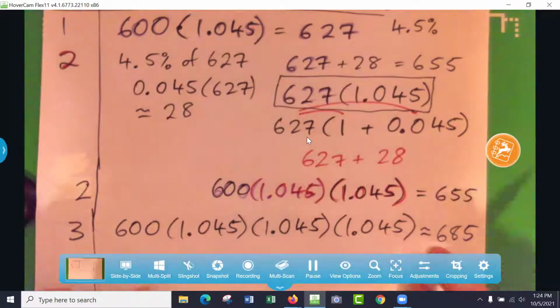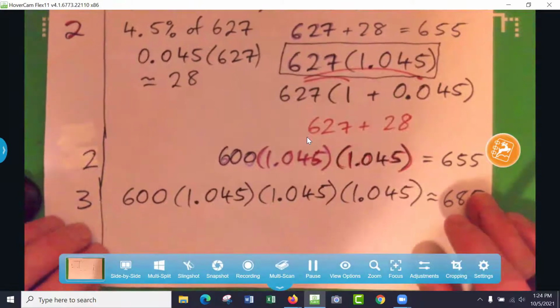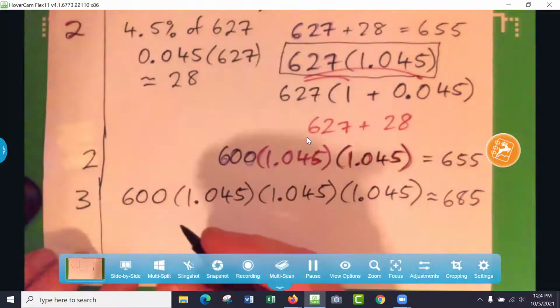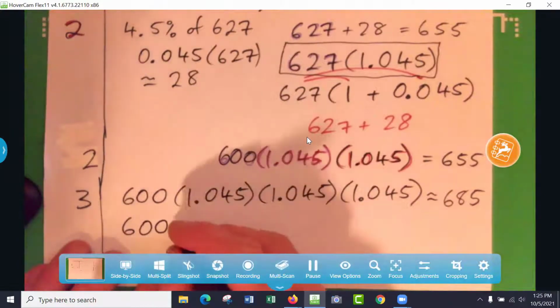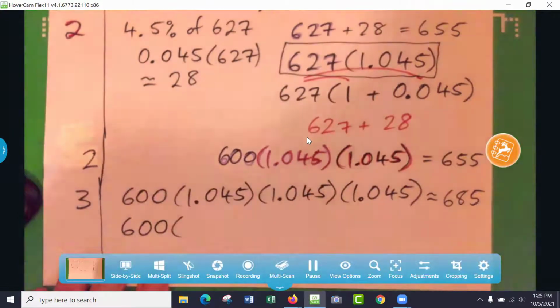Yeah, and then if you want to just take the shorter cut on the calculator, it's 600 times 1.045 to the power of 3. Nice. If you want to take the shorter cut on the calculator, it's 600 times with an exponent, everybody. And anybody watching from home, press pause.